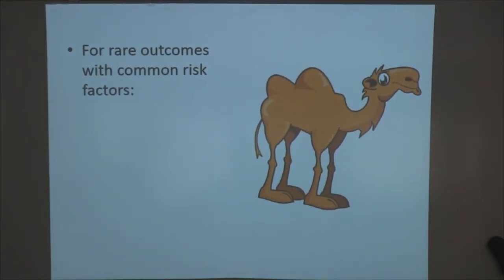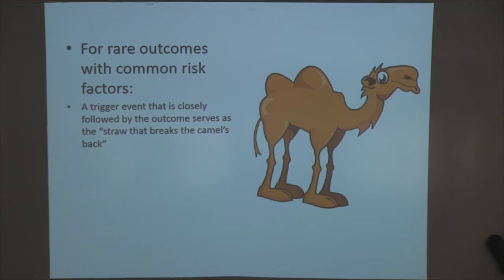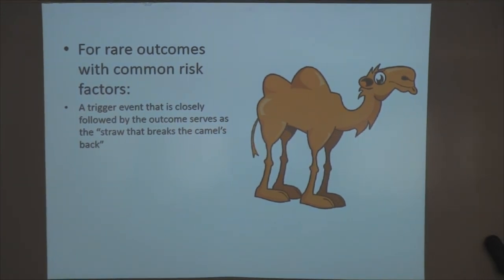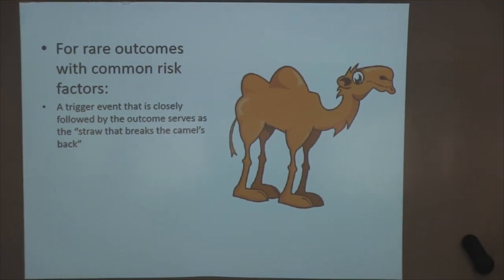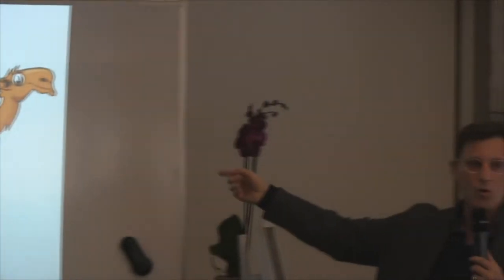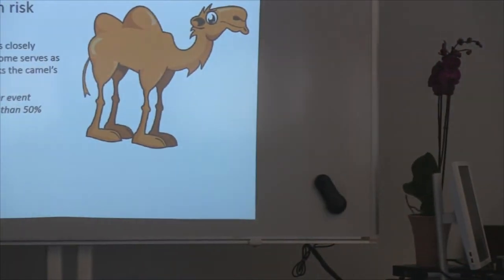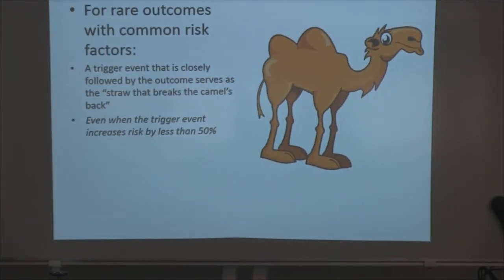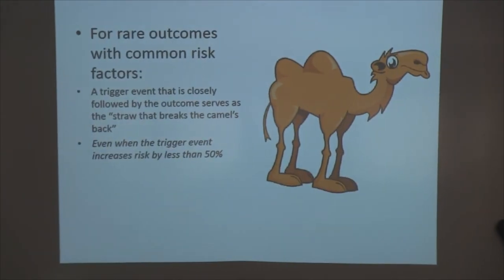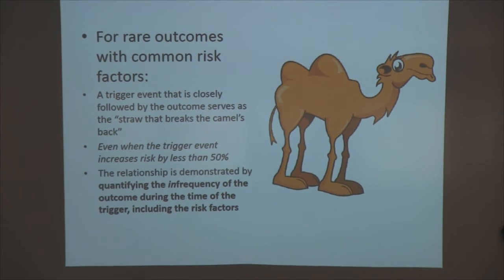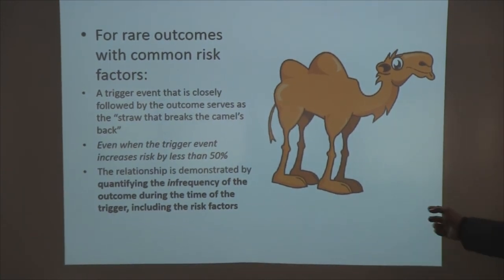It's the principle of the straw that breaks the camel's back. So you take away the straw. The straw isn't much, but the straw is what puts him over the top. The straw is what becomes the causal factor, without which you wouldn't have the broken back on the camel, the stroke, or the chronic pain, perhaps need for surgery, or whatever injury you have in somebody who's been in a traffic crash. So even when the trigger event increases risk by less than 50%, it can still be what accounts for the injury if, in the absence of the trigger event, the risk is low. So we look at the infrequency of the outcome.